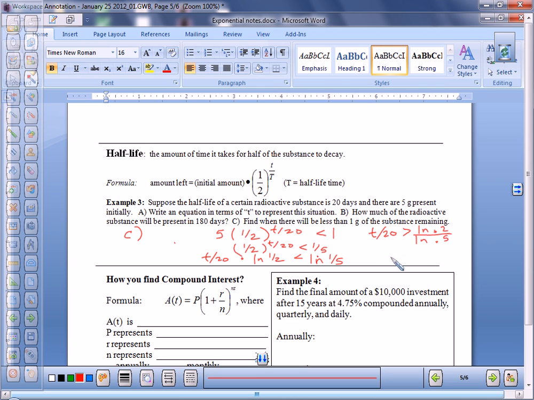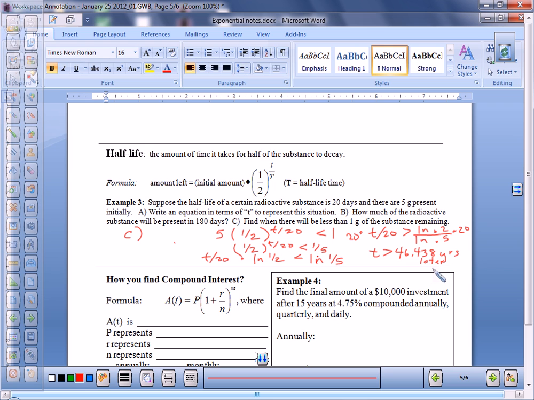And then to solve, what do I got? 20? Multiply by it. So I'm going to multiply both sides by that 20. So after I do that division, I can multiply by the 20. And so my time would be 46.438 years later. So anything after 46.438 years, there'd be less than 1 gram.